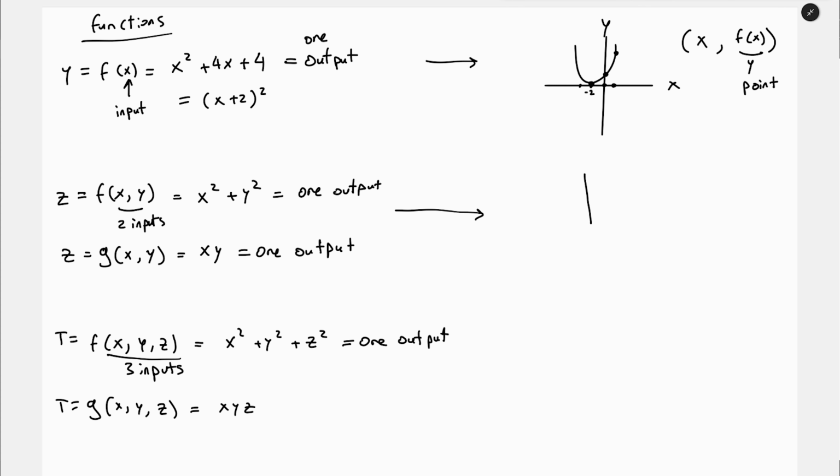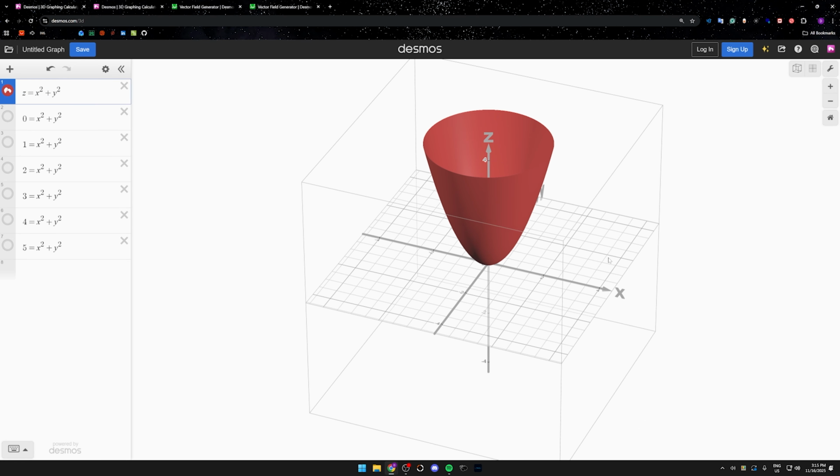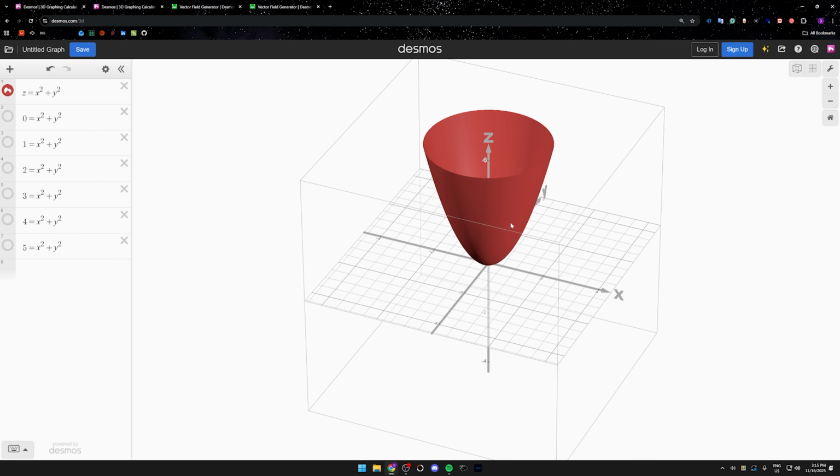Now we go into 3 dimensions. But I think it would be better to actually show you in Desmos than actually me drawing it. So let's move to Desmos. So now we are looking at z equals x squared plus y squared. Ignore the ones below, I will show them later to you. That's about level curves. So we get something like this, right?